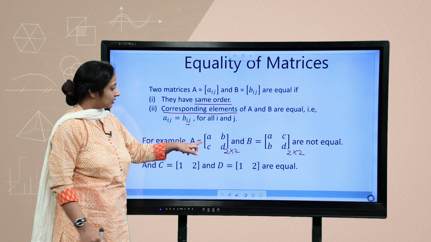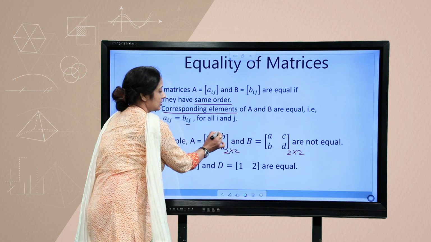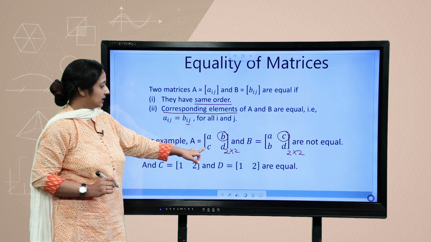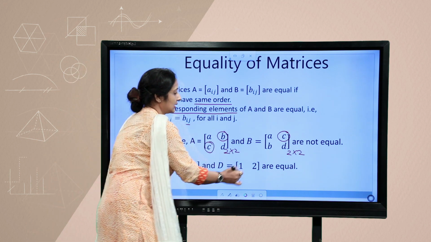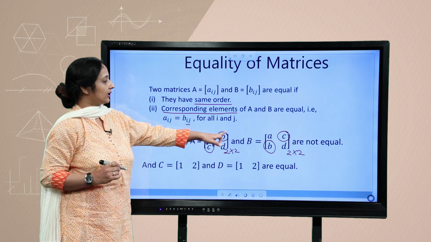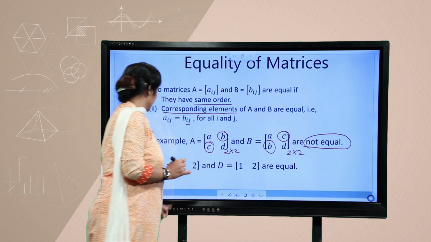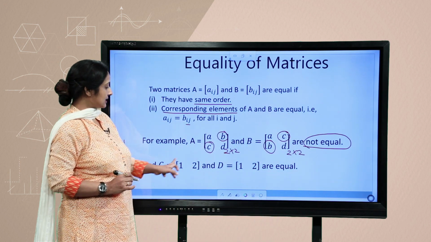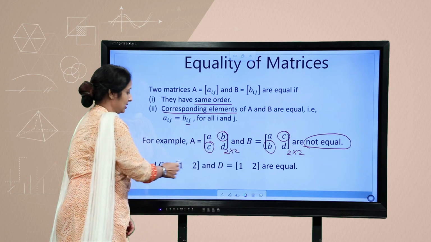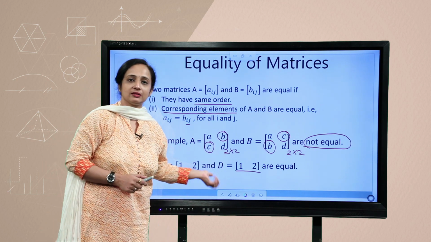Let's start comparing their corresponding elements, A, B, C. So this element doesn't match. Similarly, this C and B are also not the same. So that is why we can say that A and B are not equal. Similarly, C12 and D12 are equal. Why equal? Because orders and corresponding elements both are the same.